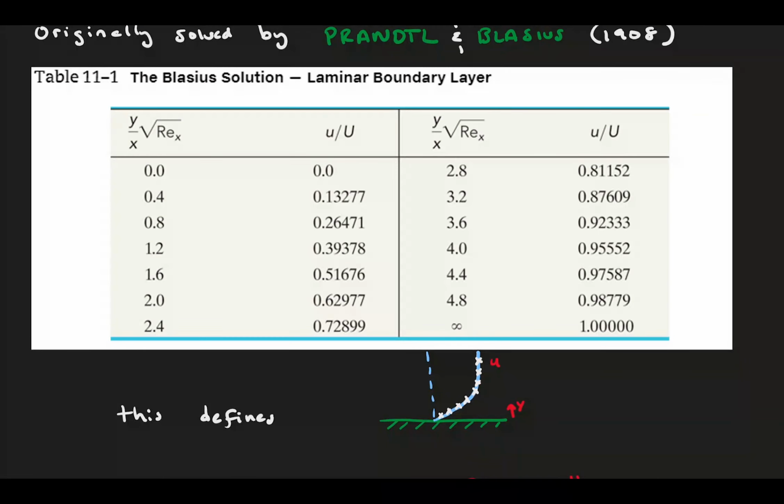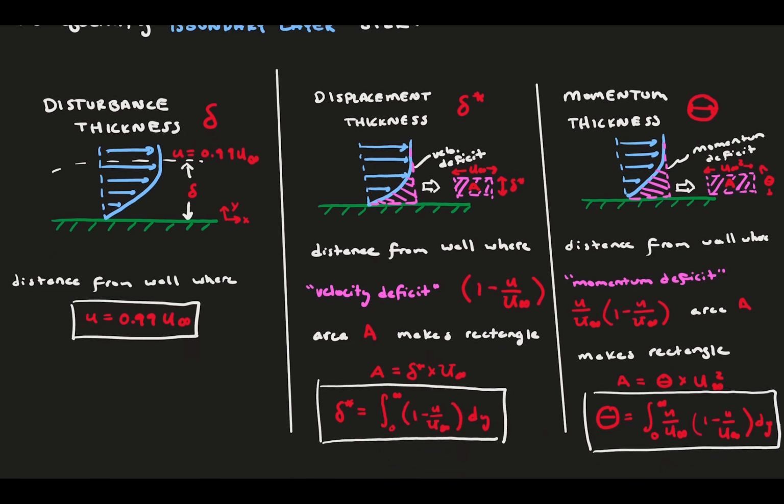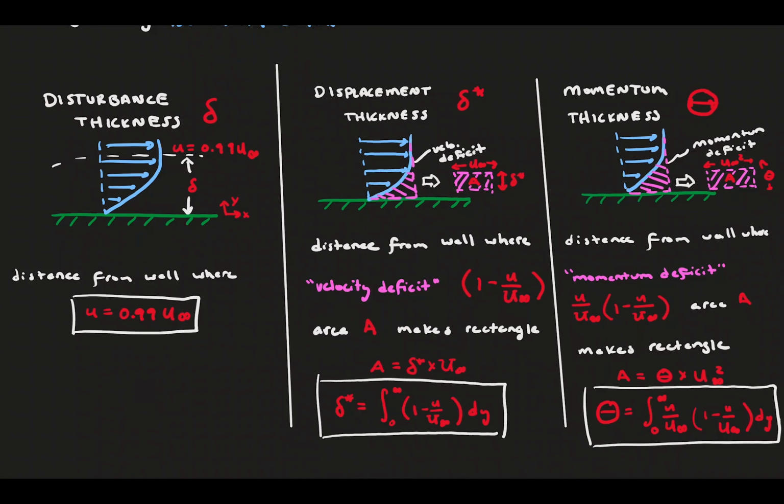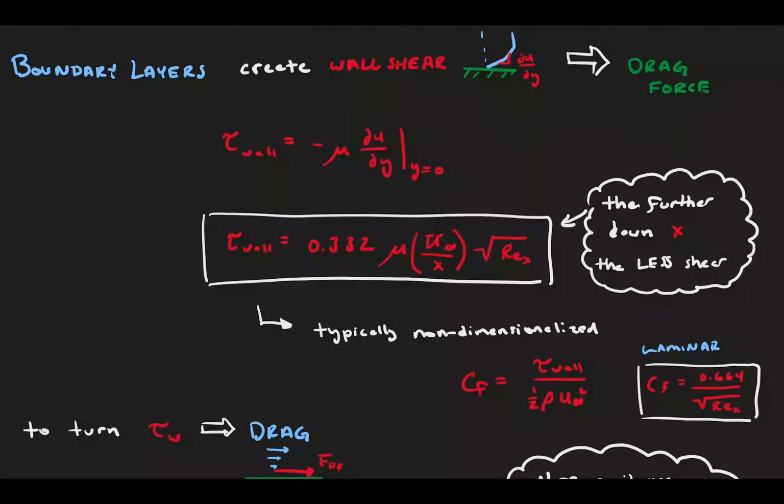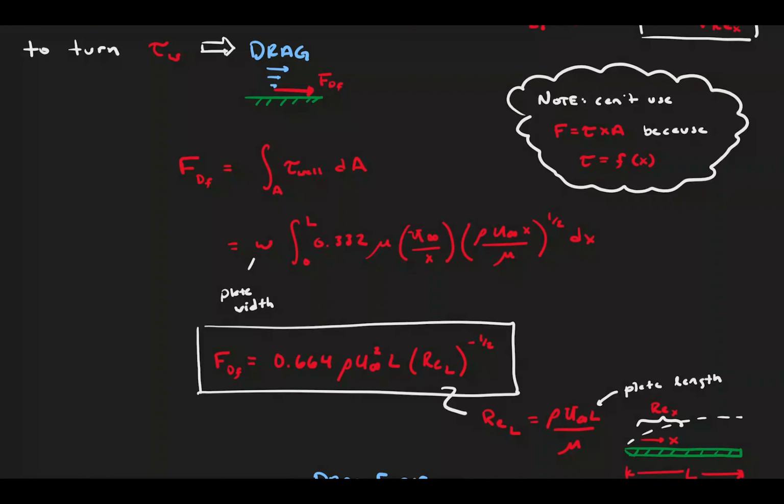Prandtl and Blasius solved these equations to get the self-similar shape of the laminar boundary layer known as the velocity profile. The boundary layer height was quantified using three separate methods: the disturbance thickness, the displacement thickness, and the momentum thickness. We then used the velocity field to calculate the stress that acts on the surface and the resulting drag force on the plate due to the fluid.